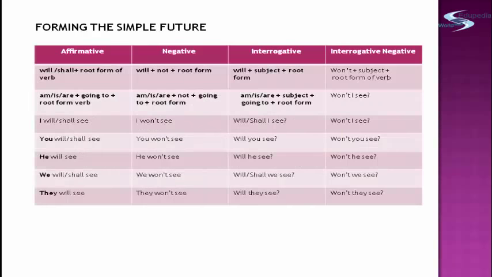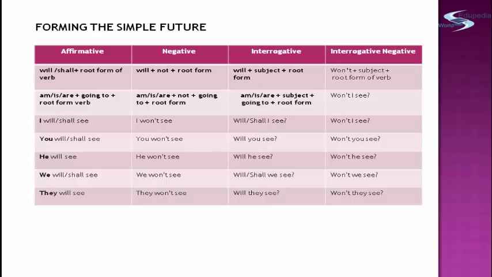Forming the simple future. Okay, we have 4 rows for the affirmative. The pattern is will or shall plus root form of verb. If we are going to use going to, am, is, are plus going to plus root form of the verb. So here is an example for the first person. I will or shall see.